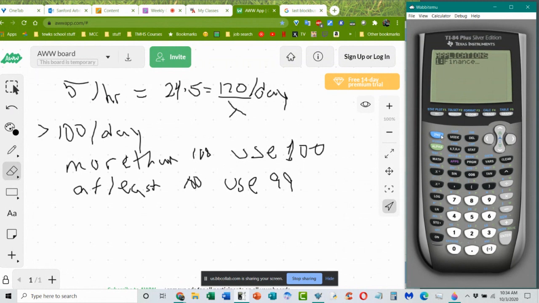Why am I in finance? So 120, oh, number lock is off, that's why. I don't know how number lock got turned off, but oh, because I hadn't been using it yet. That's why. And 99. And then I paste.